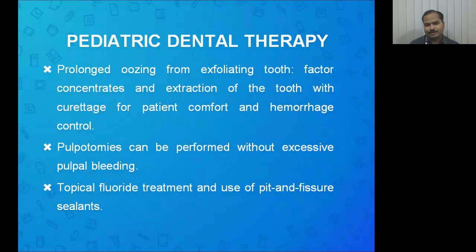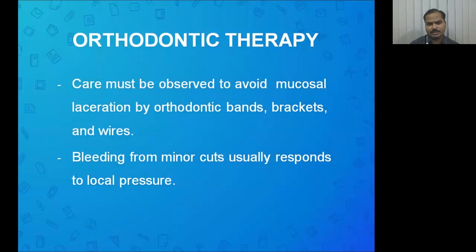Now, pediatric patients, what can we do? If there is prolonged oozing from the exfoliating tooth, factor concentrates and extraction of the tooth with curettage for patient comfort and hemorrhage control have to be done. Pulpotomies can be performed without any excessive pulpal bleeding, and topical fluoride treatment has also been recommended, with the use of pit and fissure sealants in such cases.